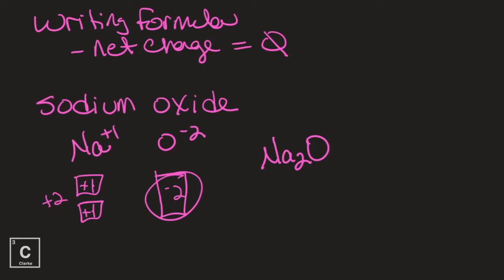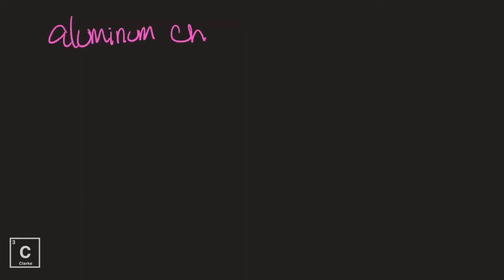Let's look at another example. Let's look at aluminum chloride. Aluminum chloride, we need to write the symbol, aluminum. Oxidation number, aluminum is in group 3, so it's got a +3.